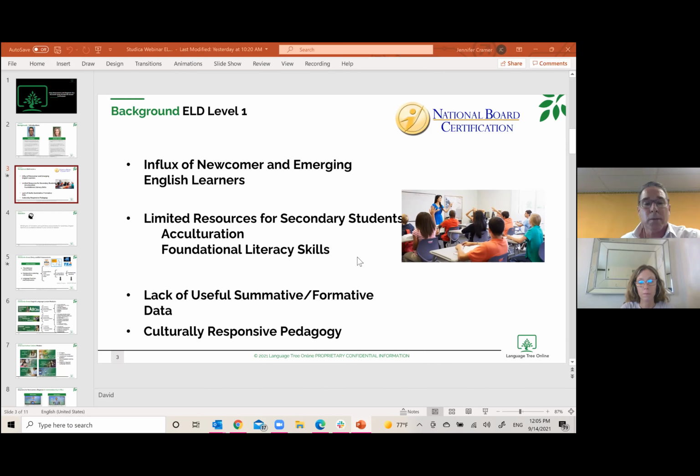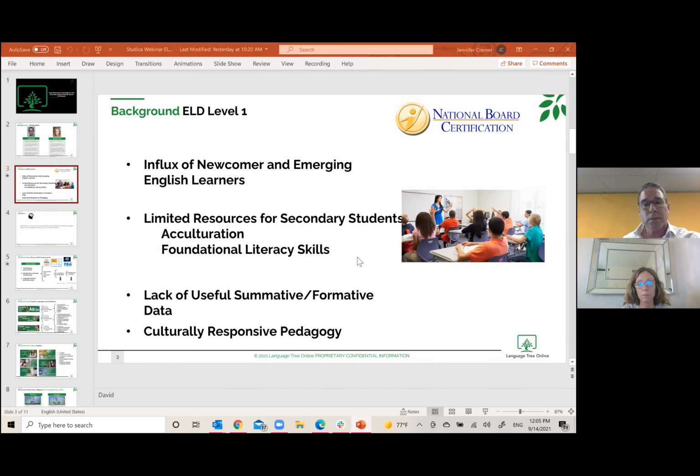Lastly, summative informative data. We have a lot of summative data where students may be assessed on their language level that teachers may see annually or at the end of the year, but it really lacks qualitative data, or what do we do in the moment around supporting our English learners? And we also call that formative data.